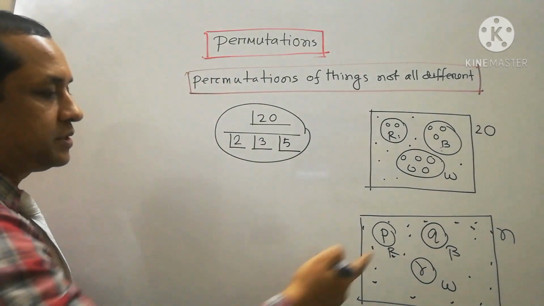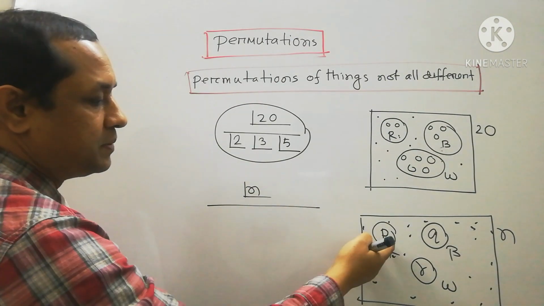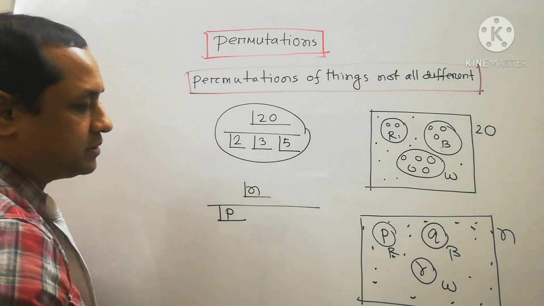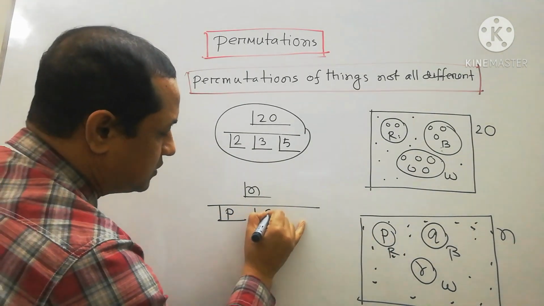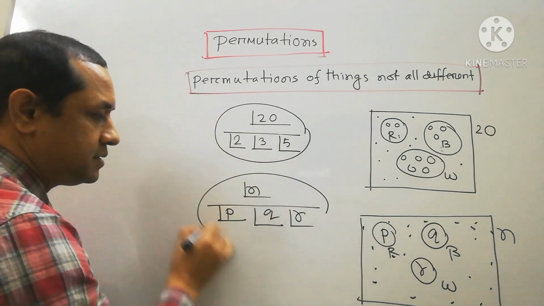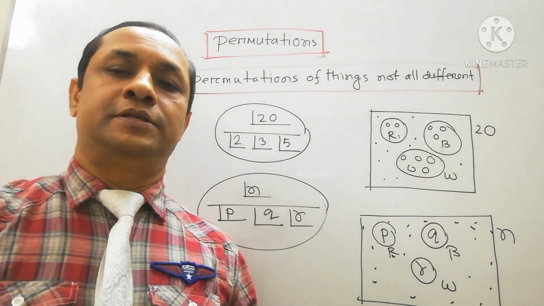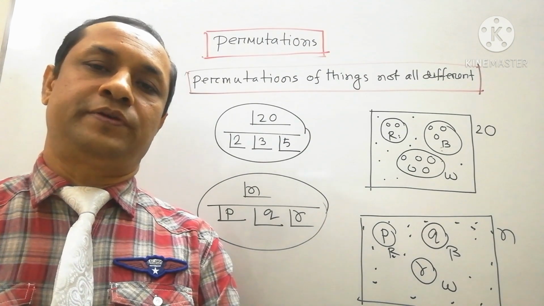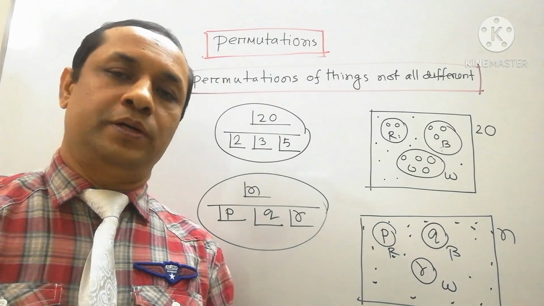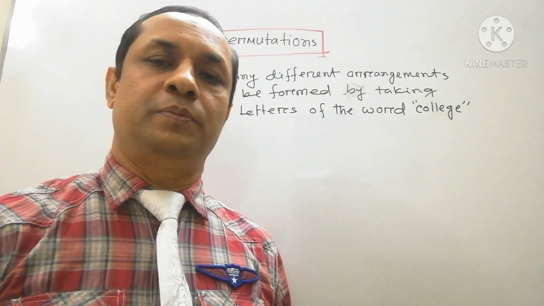So the required permutation: the total number of balls is n, so factorial n, and the same-color red balls are P in number, so divided by factorial P, black balls factorial Q, and white balls factorial R. This is the result. This is the formula when all things are not different, so we use this formula. I hope you are clear, students. For example, where all things are not different, students, look at the board.